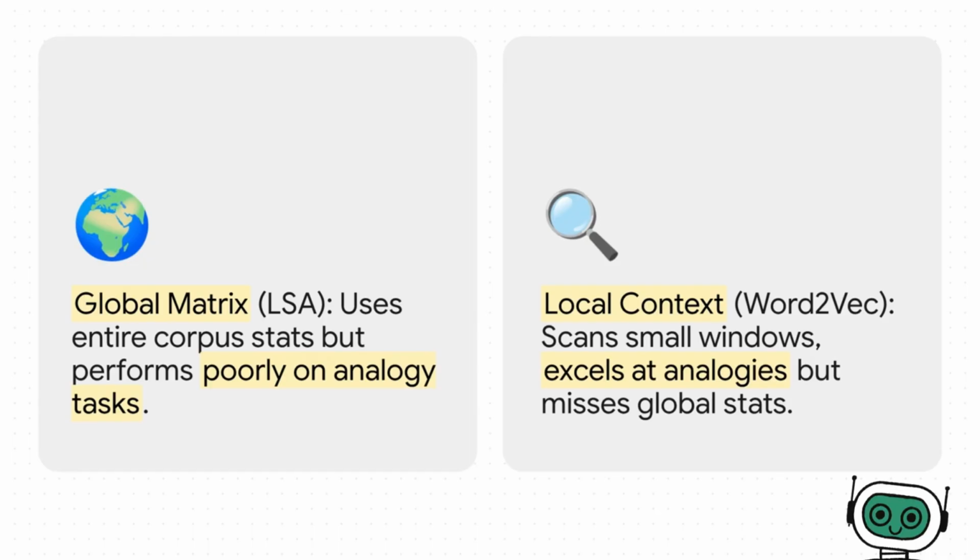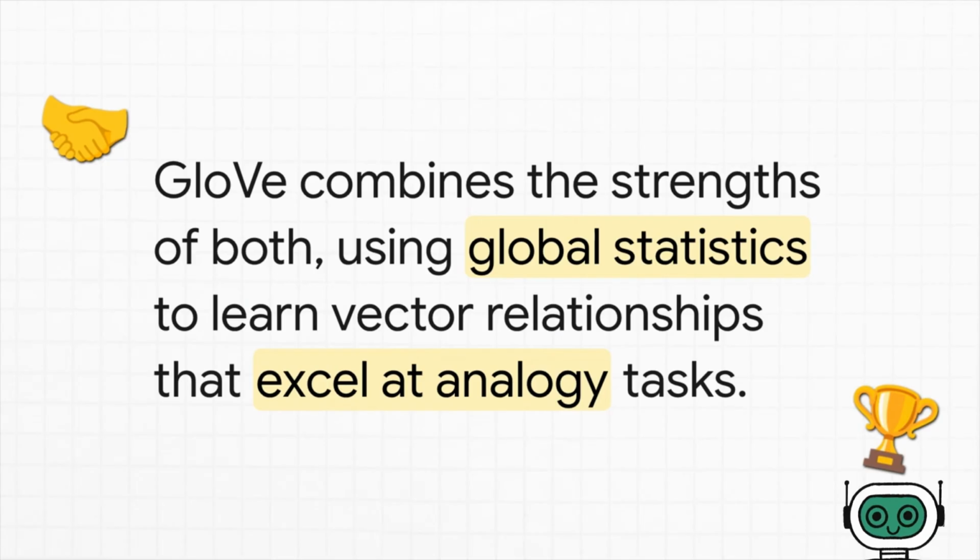Now, to really appreciate GloVe, it helps to know what came before it. There were basically 2 big approaches. You had global methods like LSA, which looked at the entire corpus at once. They were good with stats, but not so great at those word analogy tasks. Then you had local models like Word2Vec. They were amazing at the analogy tasks, but they only ever looked at a small window of text at a time, so they missed the big picture. GloVe was designed to be the best of both worlds. It uses the global statistics, just like the first camp, but it's specifically trained to produce the kind of vector math that made the second camp so good at analogies.